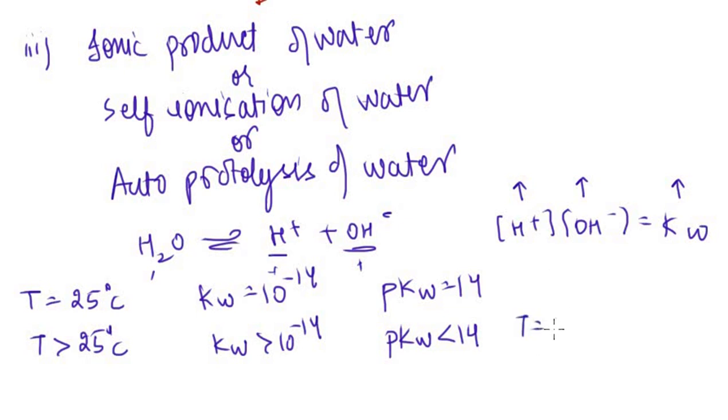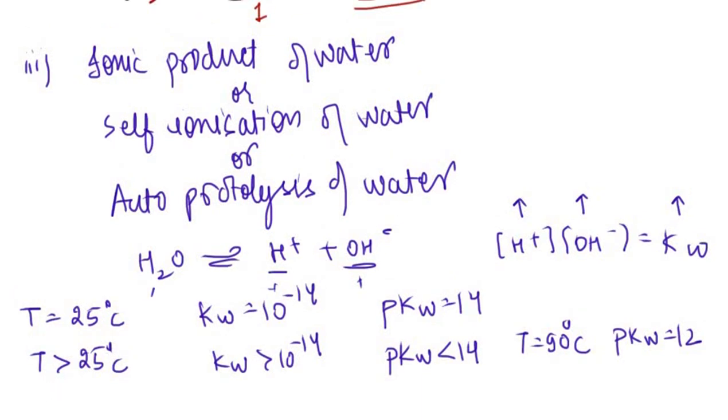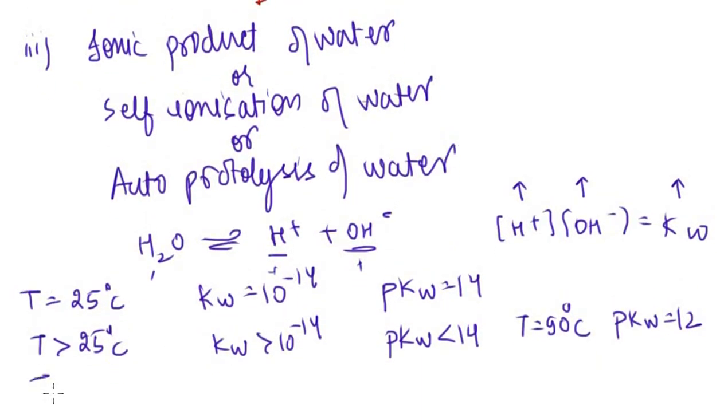When the temperature is 90 degrees centigrade, the pKw value in some reference books is given as 12. It is not necessary to be 12. It can be an approximate value, but if they have given one, we will see what value they have given.